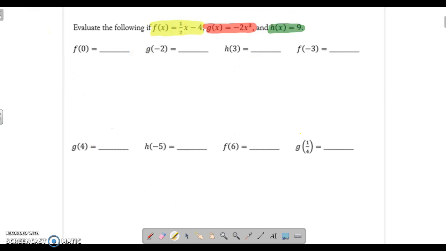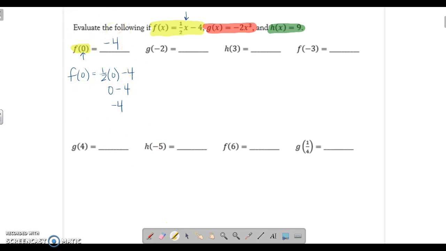So because I'm looking at the first one, f of 0, we're going to use the yellow one here because it's f of something, and the yellow one is our function f. So it's just a matter of taking that input, right? Here's our input. We want to plug it in anywhere that you see an x over here. So f of 0, what we'll be doing is taking 1/2 times 0 and subtracting 4. 1/2 times 0 is 0, minus 4 is -4, so our output is -4.